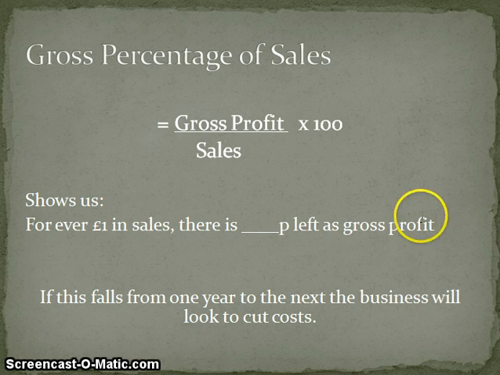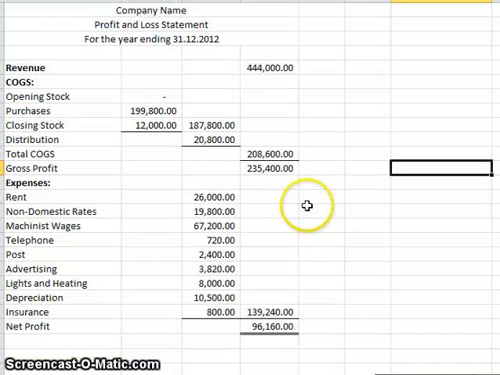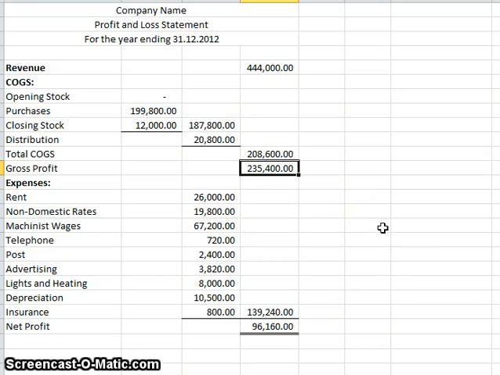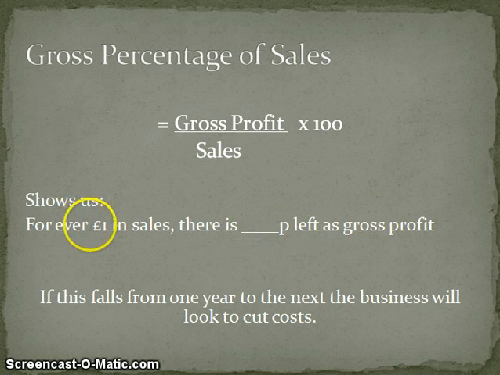Okay, so let's try it out. If we look at our profit and loss statement, on here we can find our gross profit as well as our revenue or sales. So we'll be able to do this calculation. So we want to take our gross profit, divide it by our sales, and times it by 100. And we find out that we have 53. So for every £1 in sales, the business is making 53p. That's what's left as gross profit, or 53%.